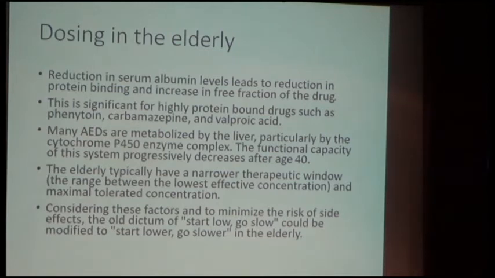So the old dictum when we are starting anti-epileptic drugs for anyone would be to start slow and go slow. In the elderly, you go slower, you start lower and slower. So your doses would not be as high as you would prescribe in a younger patient, and your titration would also be at a slower rate.